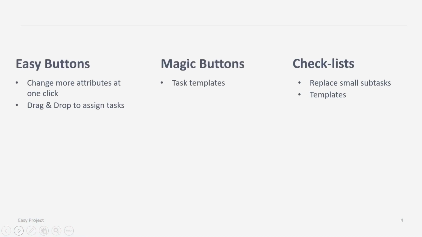Today we'll talk about three things. Our webinar is called Easy Project Magic Buttons. We'll also have a look at Easy Buttons. We will show you how you can use Easy Buttons to change more attributes at one click and how to use the drag and drop feature to assign tasks. We will show you how to use magic buttons, which means that you can create templates for your tasks. And we will also talk about checklists. We will show you how to easily replace small subtasks and how to create templates for your checklists as well.